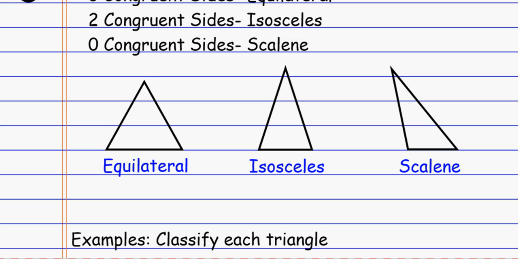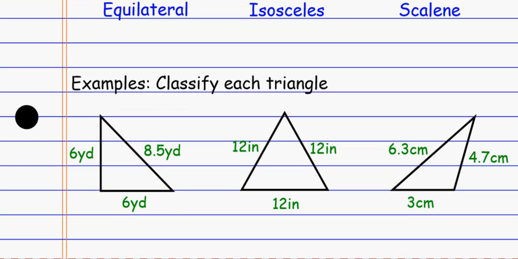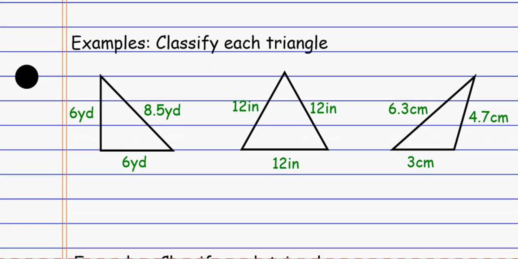Okay. For example, if I look at something like these guys, I just want to classify each of these as equilateral, isosceles, or scalene. And so when I look at this first one, I compare all the sides, and I notice that two of the sides are the same. And so if two of the sides are the same, that means it's an isosceles triangle. So I'm going to call this one isosceles.